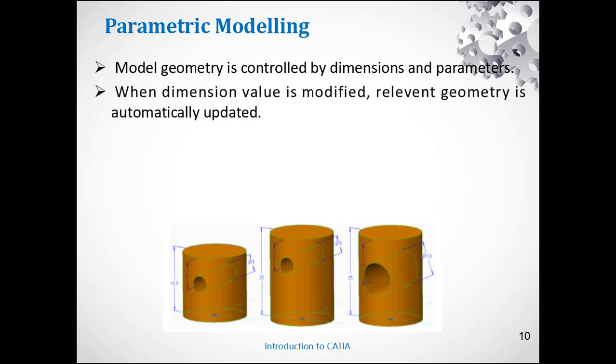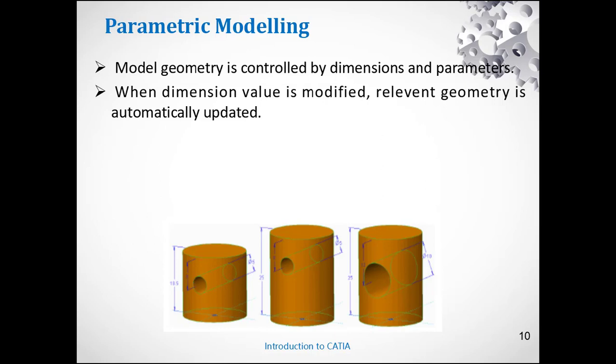When a dimension value is modified, the relevant geometry is automatically updated. Just have a look at the image over here. In the first image, some parameters are given. So height is given 18.5, the hole dia is 5, and the position of the hole from the top is given as 8 mm. I will consider it in mm for now.